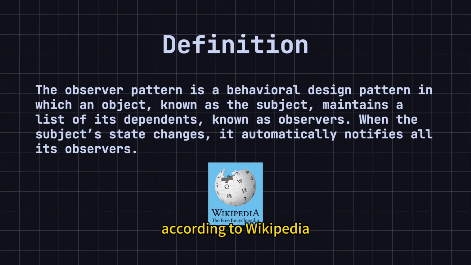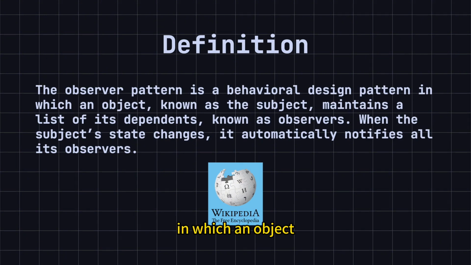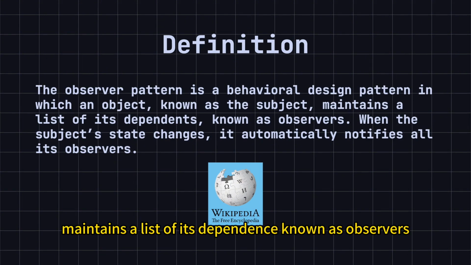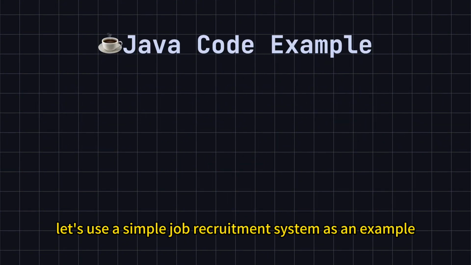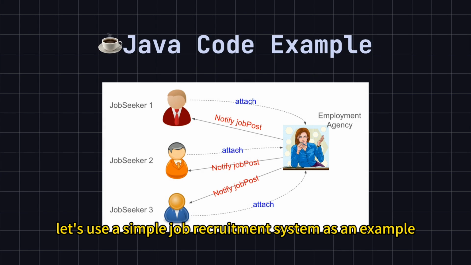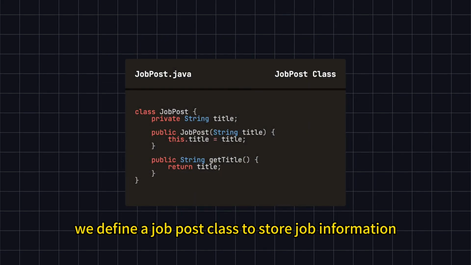According to Wikipedia, the observer pattern is a behavioral design pattern in which an object, known as the subject, maintains a list of its dependents, known as observers. When the subject's state changes, it automatically notifies all its observers. To better understand this pattern, let's use a simple job recruitment system as an example and implement the observer pattern in Java. First, we define a job post class to store job information.